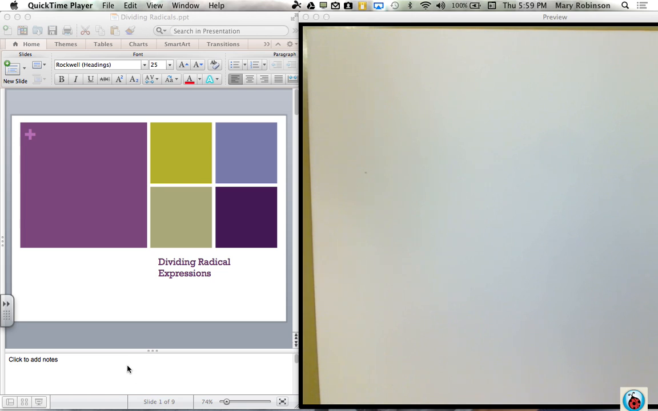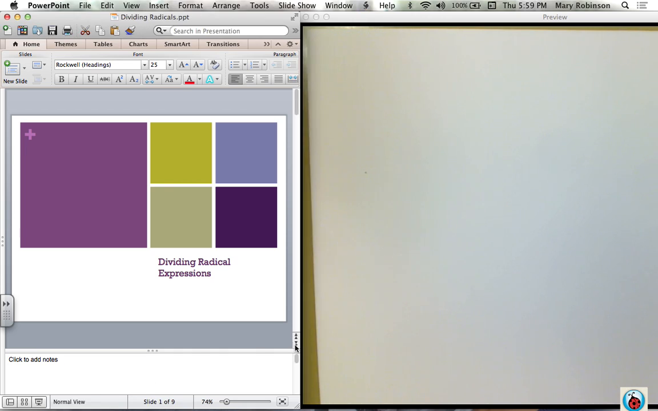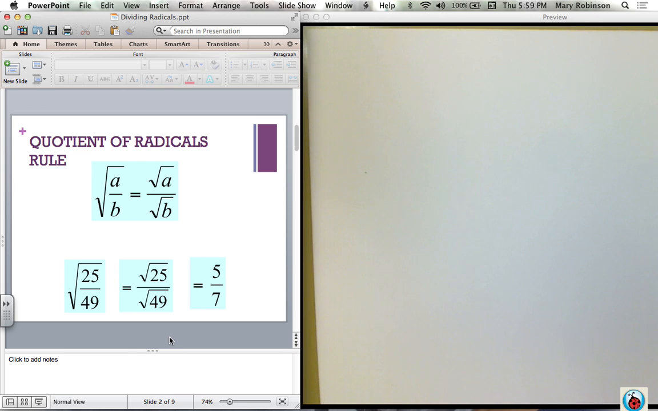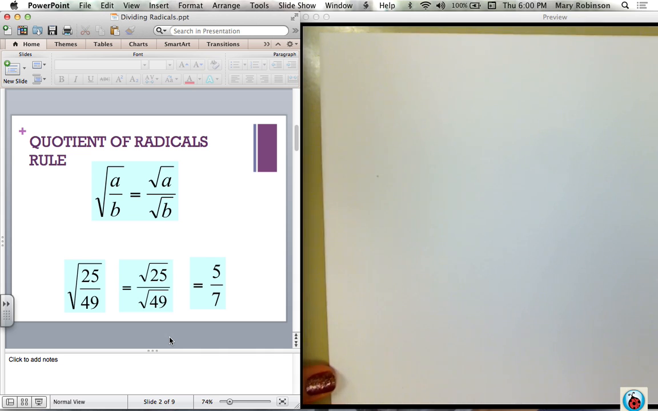Hi, today's lesson will be on dividing radical expressions. So, previously you learned the product rule for radicals. Now we are going to introduce the quotient of radicals rule, which basically says that if you have the square root of a quotient, so remember that a quotient is basically a ratio or a fraction, you can simplify it by taking the square root of the numerator and dividing by the square root of the denominator.